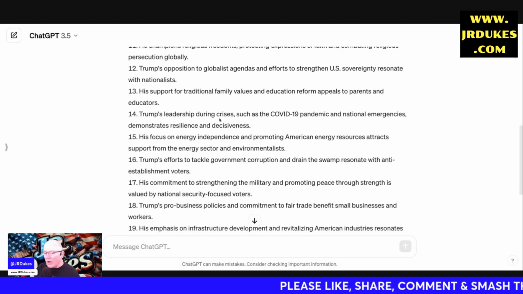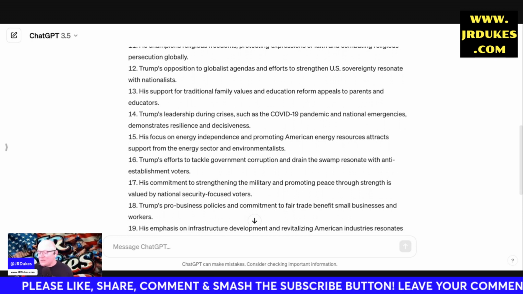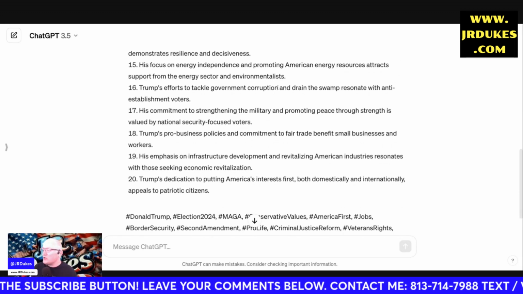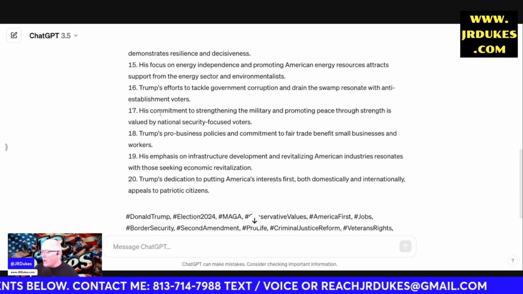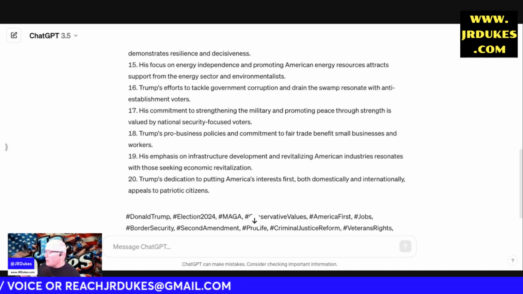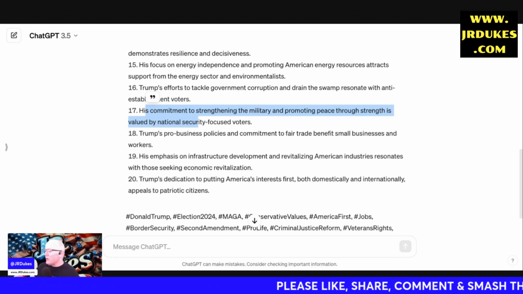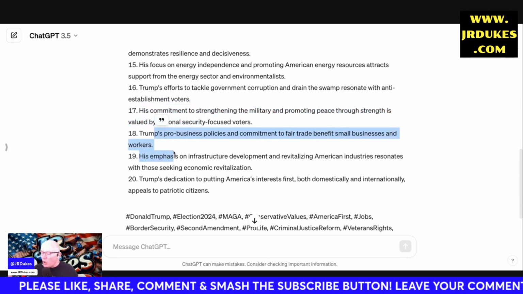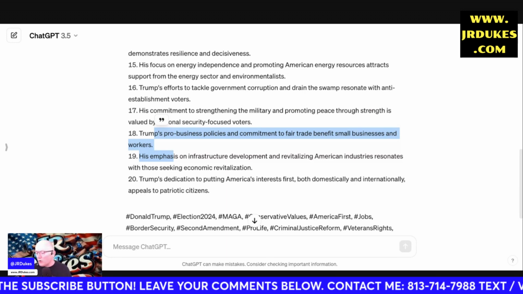Trump's leadership during crises such as the COVID-19 pandemic and national emergencies demonstrates resilience and decisiveness. 15, he focuses on energy independence and promoting American energy resources, attracts support from the energy sector and environmentalists. Trump's efforts to tackle government corruption and drain the swamp, we've heard that many times, drain the swamp resonates with anti-establishment voters. His commitment to strengthening the military and promoting peace through strength is valued by national security focused voters.